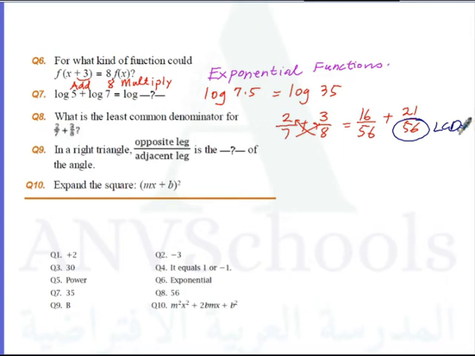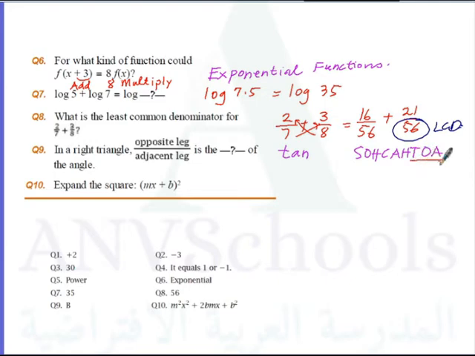Question number 9. In a right triangle, opposite leg over adjacent leg is the opposite over adjacent. This is the tangent, right? Tangent of the angle. So remember SOHCAHTOA, tangent is opposite over adjacent. We take it from here.